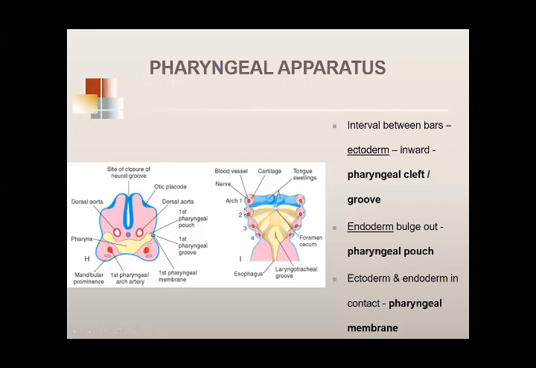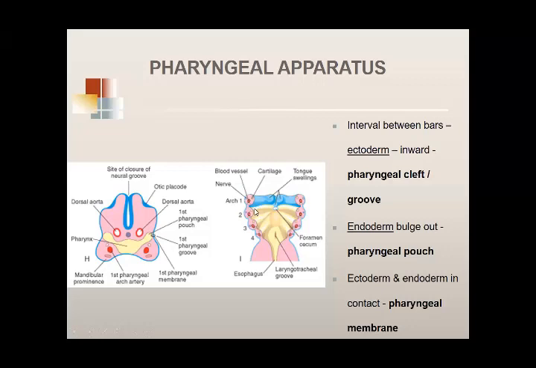Ectoderm, where at the site of loose mesenchyme, the ectoderm bulges inwards in this direction. So this inward indentation, or bulging of the ectoderm, produces this structure which is called pharyngeal groove, the groove side, or also called pharyngeal clefts. Both the nomenclatures are correct.